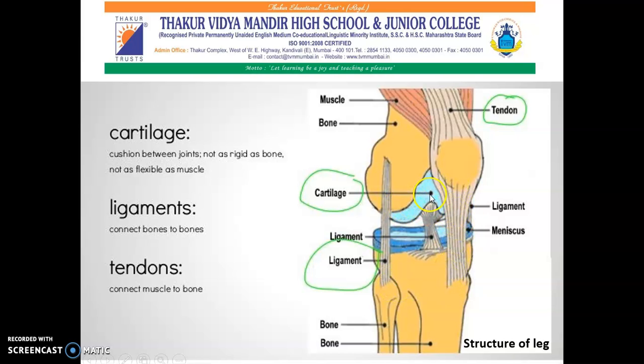Whereas cartilage is the soft pad-like structure or a cushion between the joints. It is not as rigid as bone. It is very soft. Whereas you can see over here, these are tendons. Tendons are connective tissues similar to ligaments. But the difference is tendon connects muscle to bones, whereas ligament connects bone to bone.